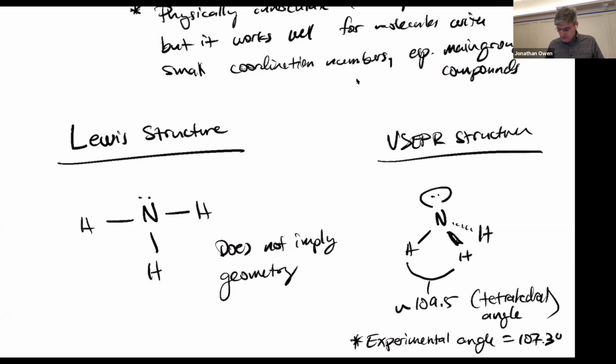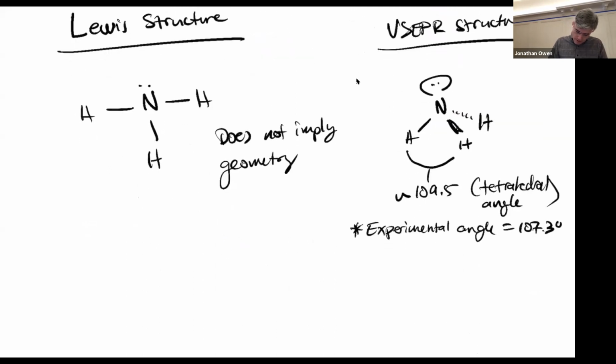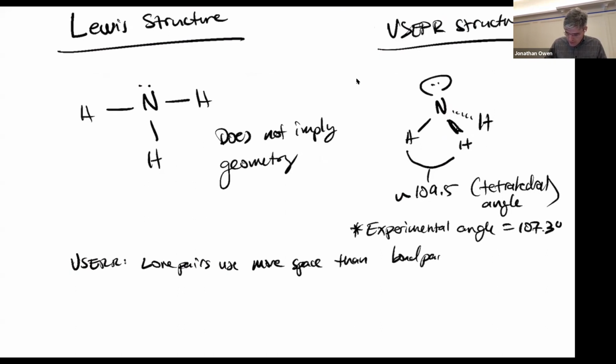VSEPR theory says, well, that's because lone pairs are bigger than bond pairs and they take up more space. It has more to do with hybridization principles and how s and p orbitals like to partition themselves. But VSEPR says lone pairs take up more space. And so they're pushing the hydrogens down.